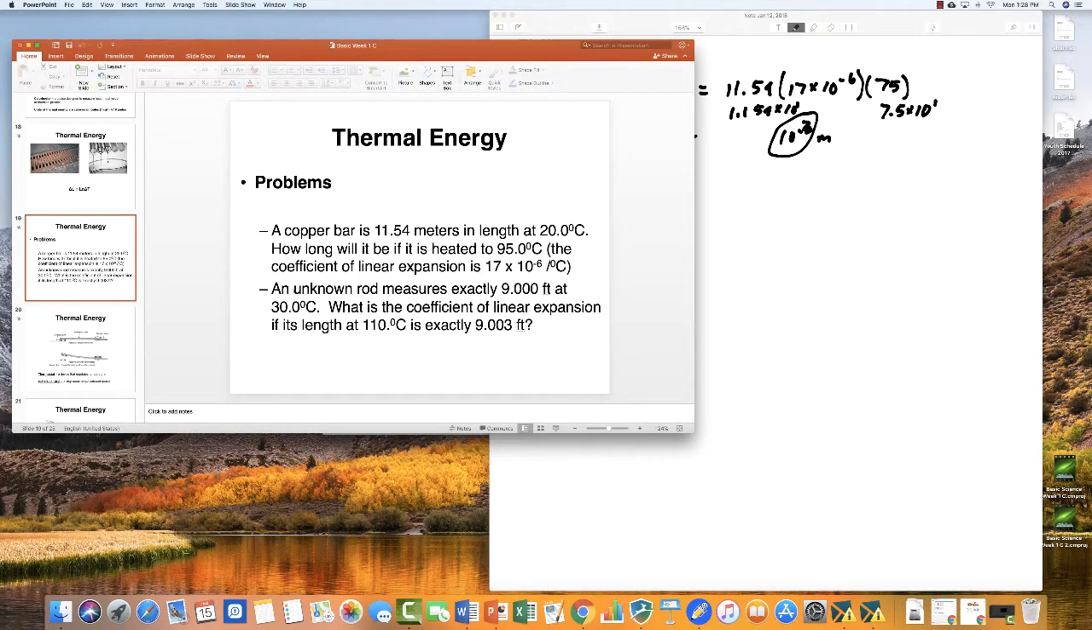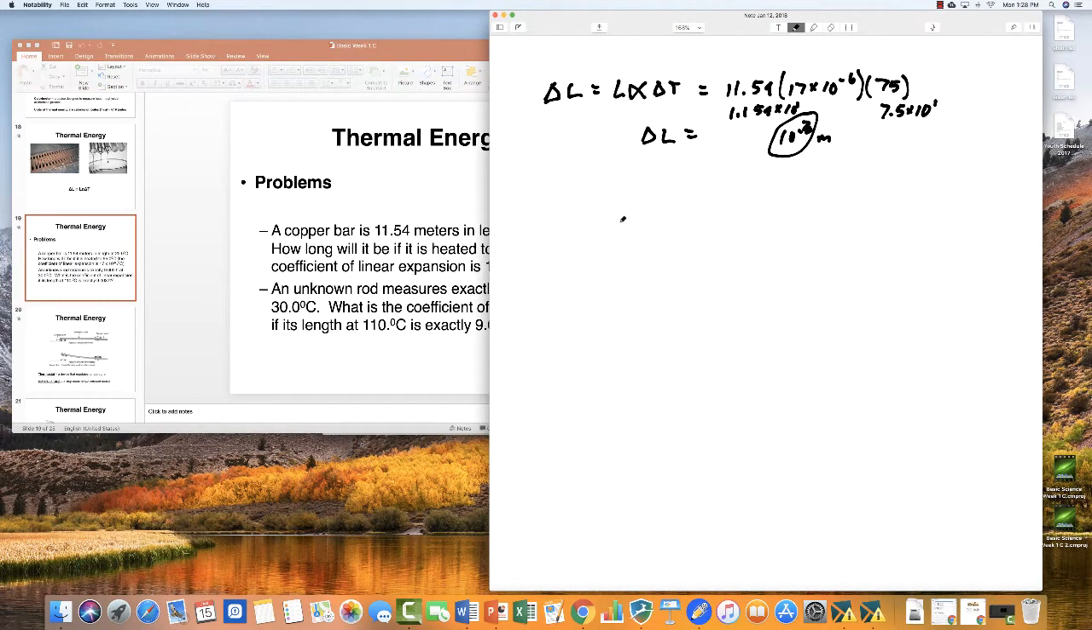Here's another situation. This is an unknown bar. It measures exactly 9 feet at 30 degrees. What is the coefficient of expansion if its length at 110 degrees is longer by that amount? Now, this coefficient of expansion has no units except for the temperature, because the lengths cancel each other out. And so delta L is equal to L alpha delta T.